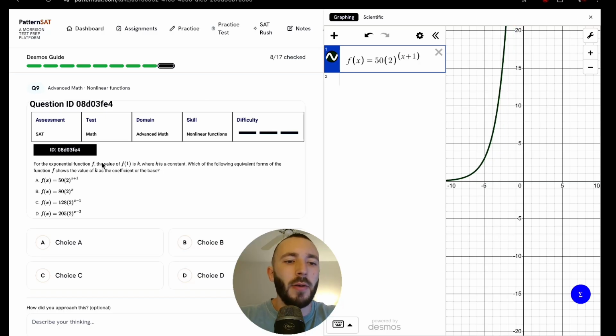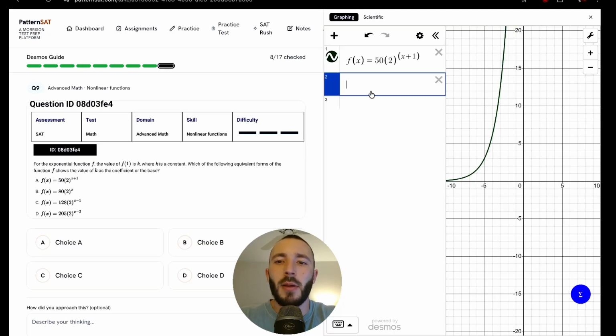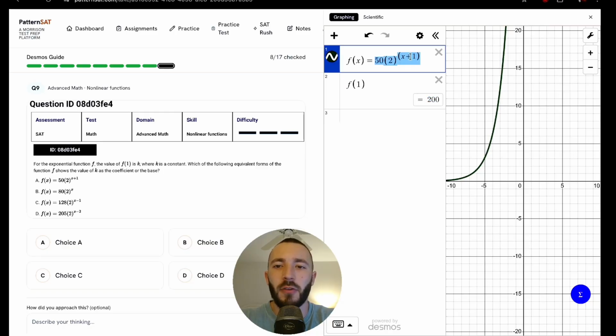Notice whenever you have a complicated exponent, you typically need to put it in parentheses, because if you don't, it'll just move down automatically. So always put it in parentheses. That's an easy thing to mess up. Now, f of 1, they said is equal to k. So f of 1 here is 200. Do we see 200 as the coefficient or the base of f of x? No. The coefficient's 50. The base is 2. Neither of those numbers are 200, so A is out.